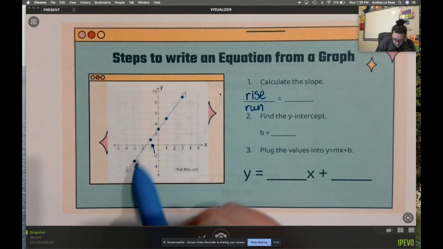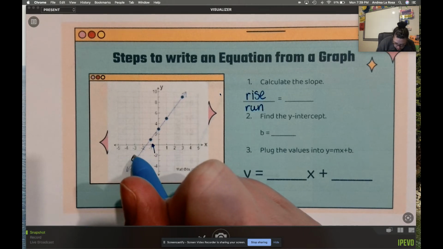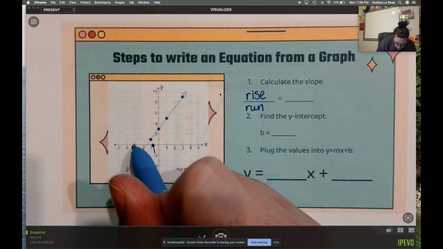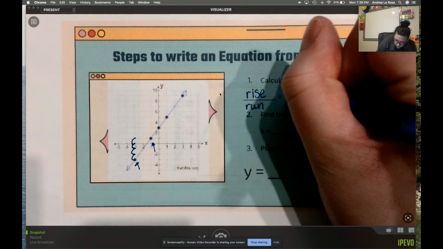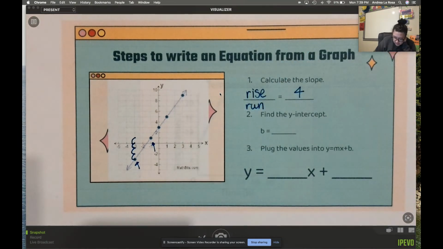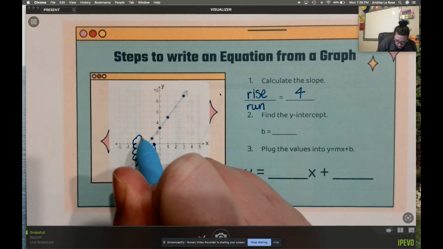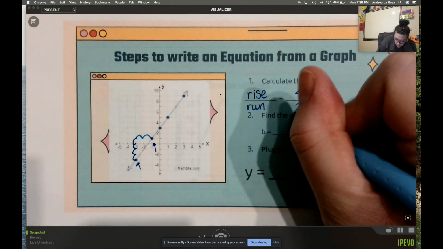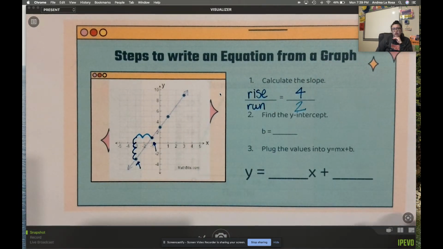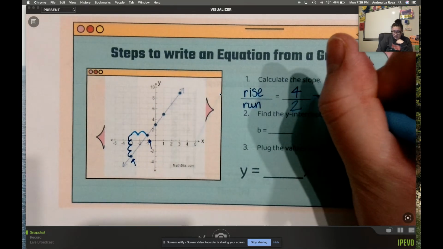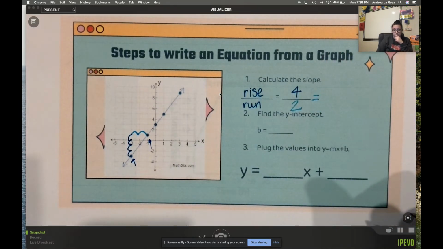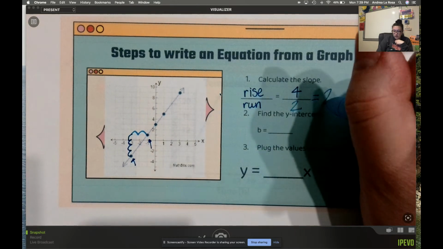So between these 2 points, I see my rise is 1, 2, 3, 4. My rise is 4. My run is 1, 2. Can I simplify 4 over 2 for my slope? What does that simplify to? 4 over 2 simplifies to 2.